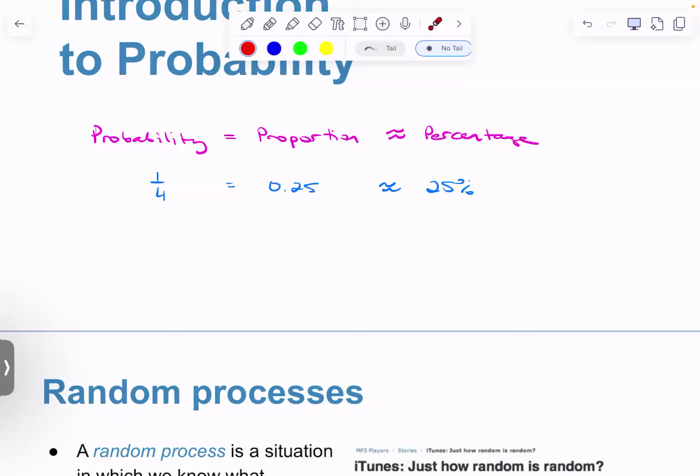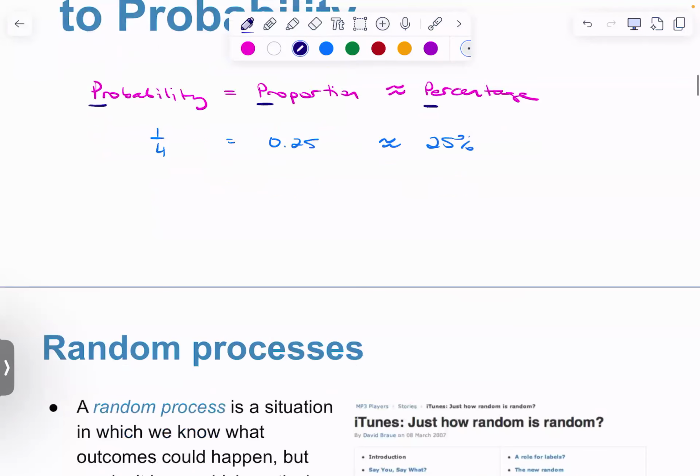But just recognizing that all these p's, we use them interchangeably. Find the percentage, find the probability, find the proportion. Those are all the same questions. And so here, I call them the 3Ps. We use these 3Ps interchangeably.